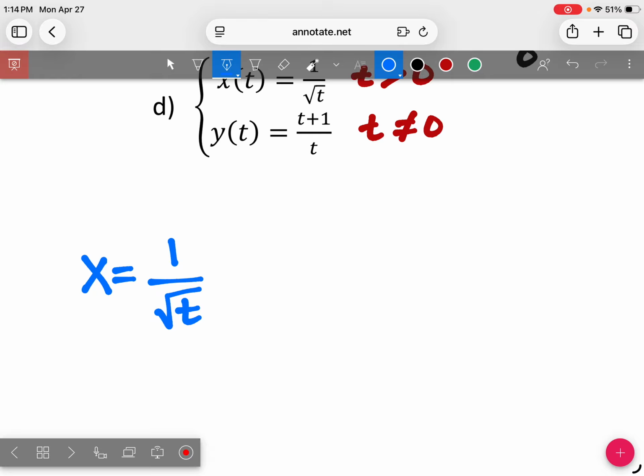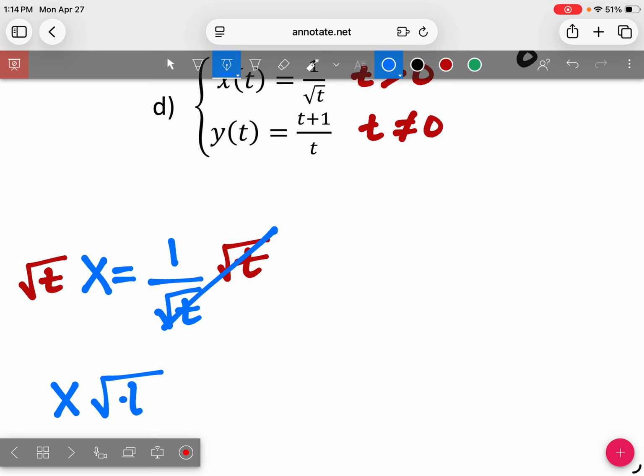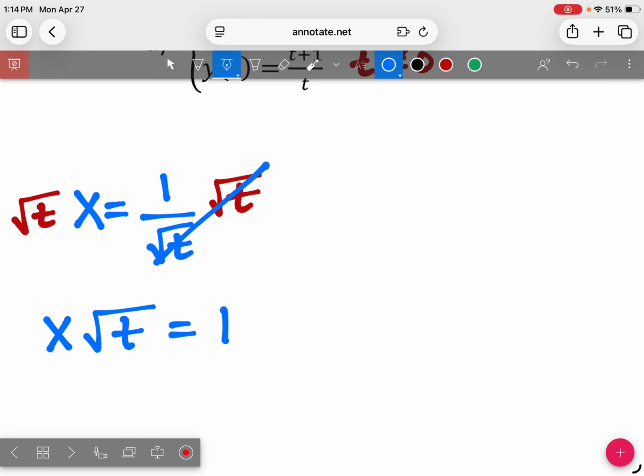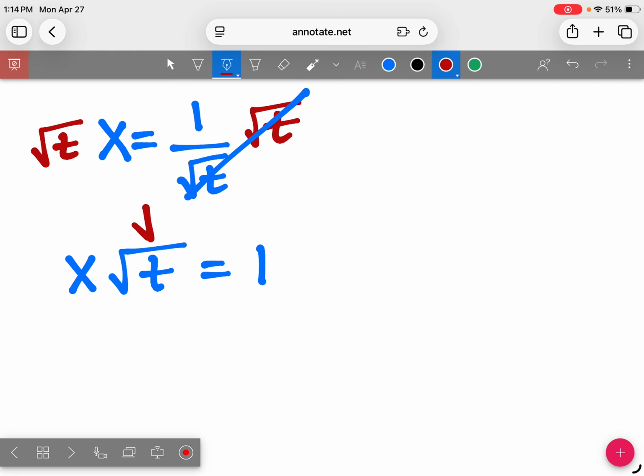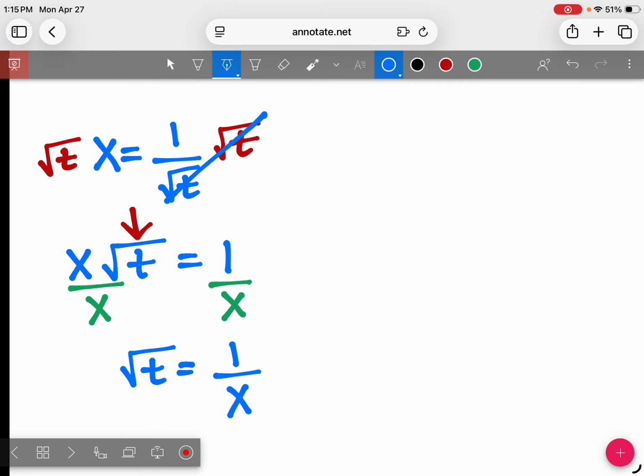There you go. Multiply by the square root of t. That's the way I did it. That's going to eliminate the fraction. So then I have x times the square root of t equals 1, okay? We're getting somewhere. Remember, I'm still trying to get that by itself. All right, somebody else. What am I going to do now? Divide by x. That sounds good. So now I have the square root of t equals 1 over x. Okay, one last step.